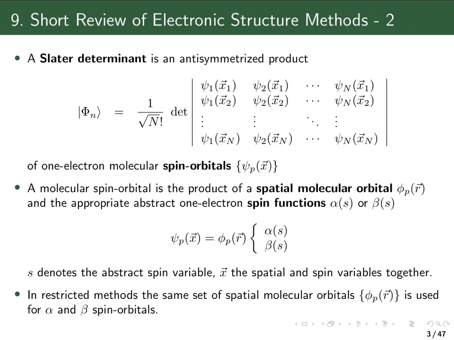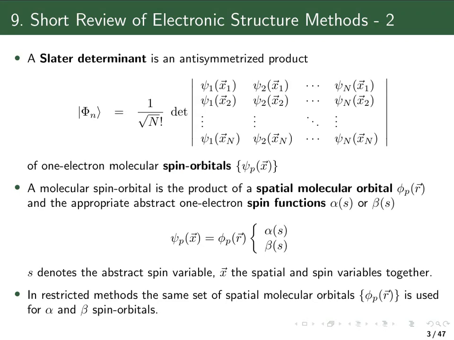So a spin orbital is a product of a spatial molecular orbital, for which I will use the symbol small phi. And the spatial orbital is a function of the three space coordinates x, y, z, which are used for identifying the position of an electron.